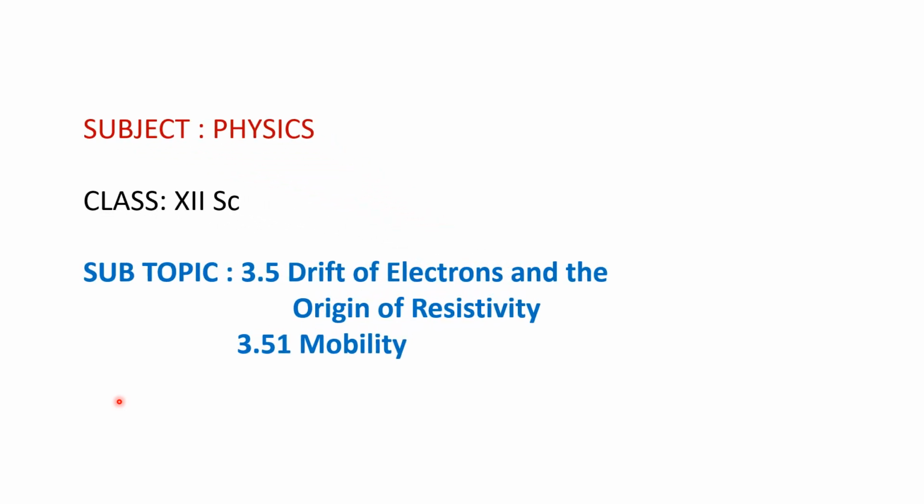In the previous subtopic, we discussed electric current and electric current in conductors. In this subtopic, we are going to discuss drift of electrons and the origin of resistivity. We are also going to discuss mobility.